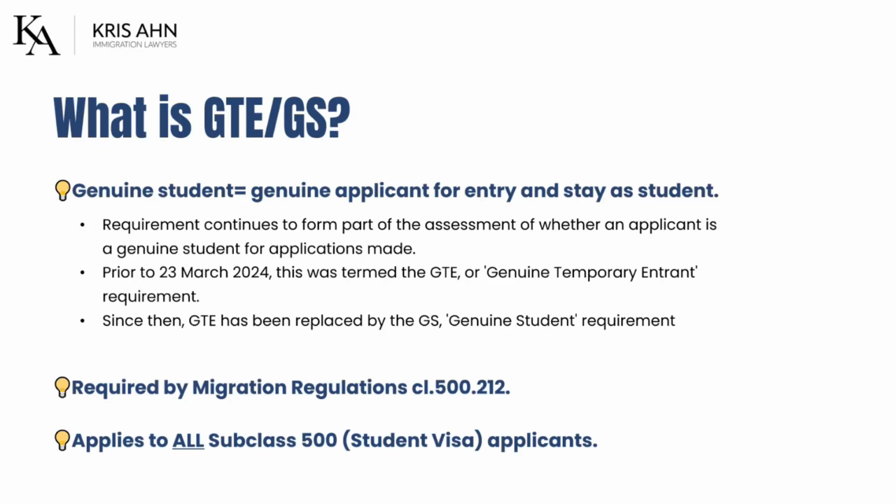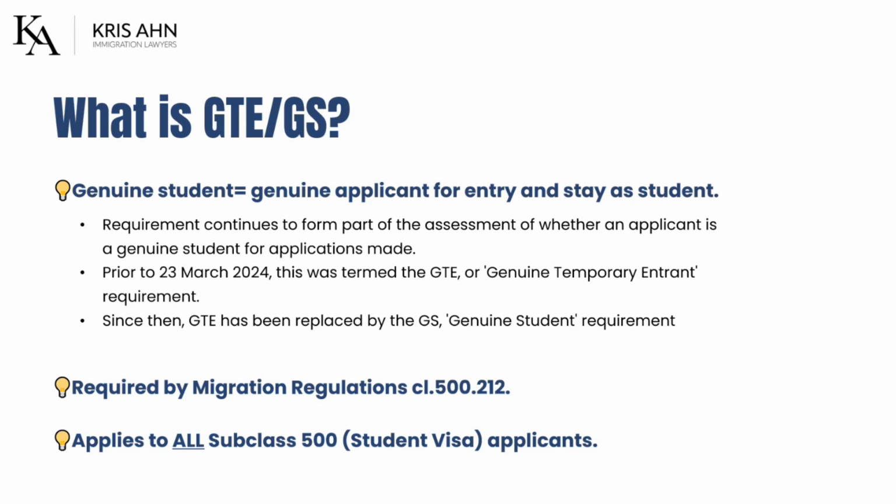Let's start with this. What is GTE or GS? So GTE used to stand for Genuine Temporary Entrant, and GS is Genuine Student. So Genuine Student is equal to genuine applicant for entry and stay as a student. The student visa program is provided for people to come into Australia to study and stay here temporarily and then return back to their home country. So this requirement continues to form part of the assessment of whether an applicant is a genuine student for the application made.